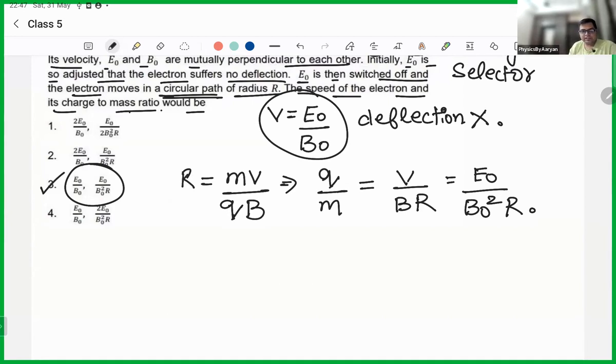And they are asking you what is the charge to mass ratio. So q by m will be v by Br. You just put the value of v, which gives E naught by B naught square r, which is option number C. Did everyone understand? This was a 5 marks question in the last CSIR NET. So in the previous CSIR NET, it was a 5 marks question. Yes, any doubt?